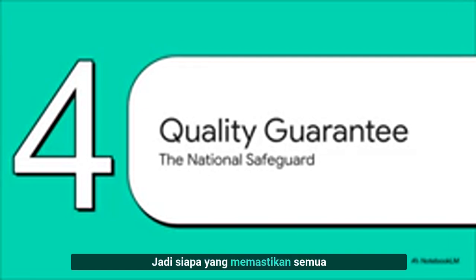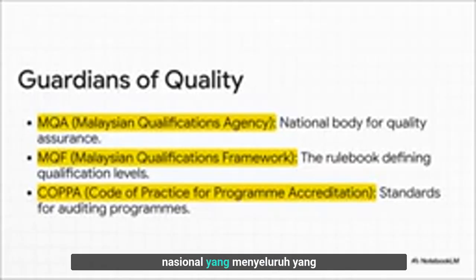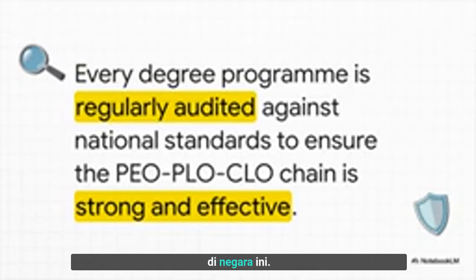So who's making sure all the universities are actually doing this, right? I mean, this can't just be an honor system. And it's not. There's actually a whole national system in place that acts as a quality guarantee for your degree. In a country like Malaysia, for example, it's a three-layer system. You've got the MQA, which is like the National Quality Watchdog. They have a rule book, the MQF, that spells out what a graduate at any level should be able to do. And then they have this strict set of standards called COPPA, which they use to audit and accredit every single degree program in the country. It's a serious system of checks and balances.